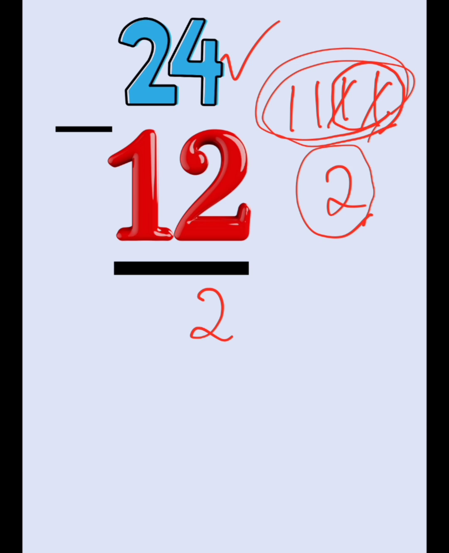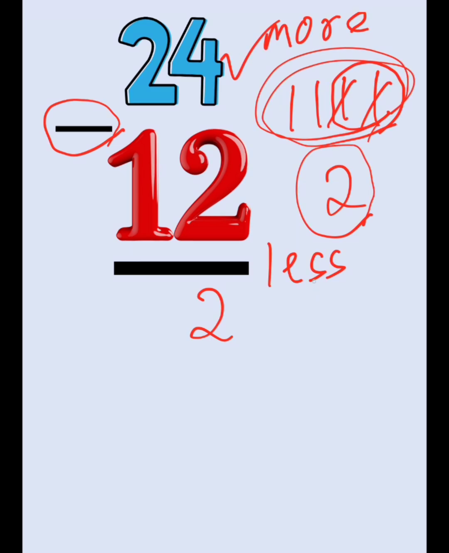Always minus high to low. Here 4 is more and 2 is less. So always minus, this one is the minus symbol. Always minus high to low. Okay, that's the rule.